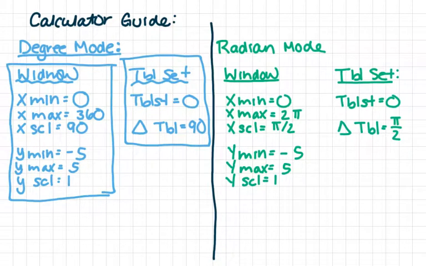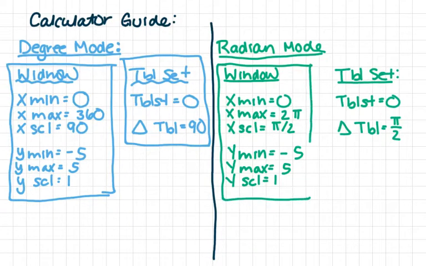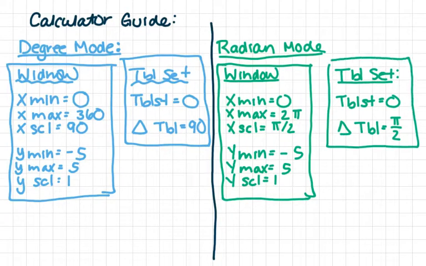Now, as we go further in this unit, we're going to talk more about radians. And radians, remember, is just another way of measuring an angle measurement. If you're using radians, change your mode to radians and change your window to these values. And also change your table. Making all three changes, in the mode, the window, and the table set, you will be able to get a complete graph for your trig functions.